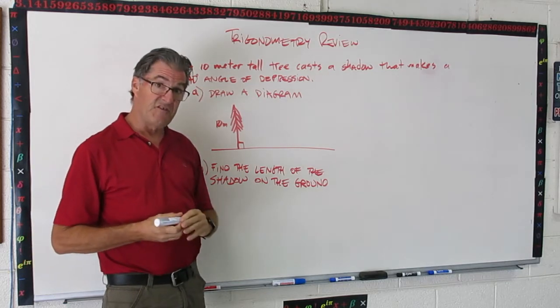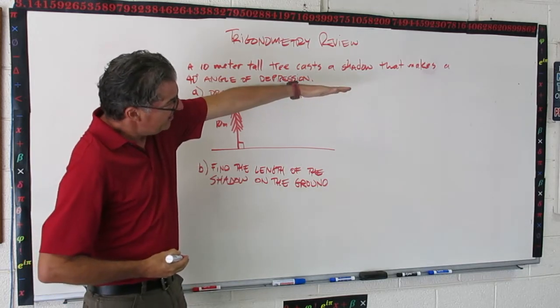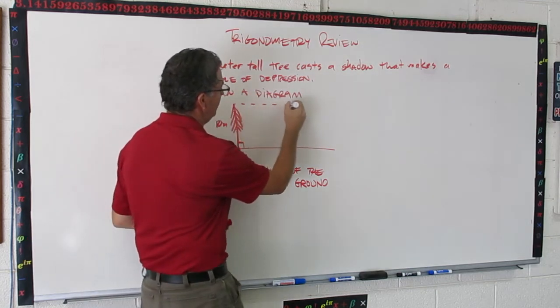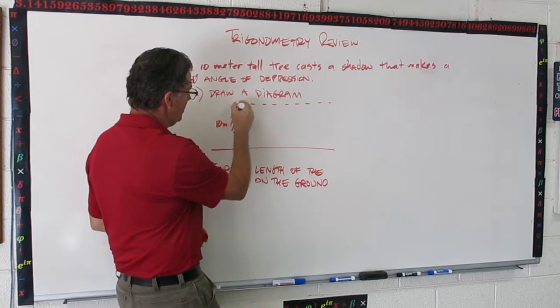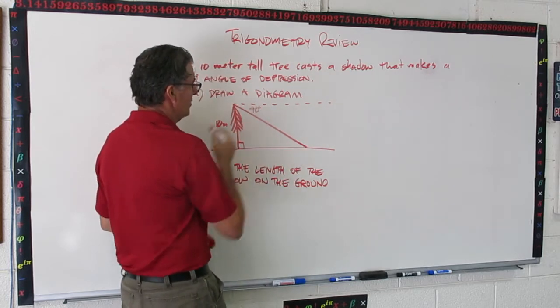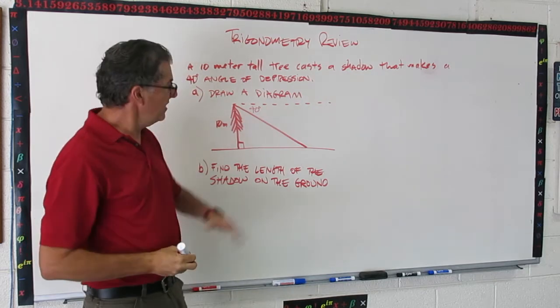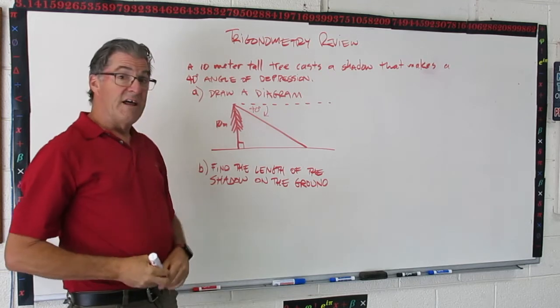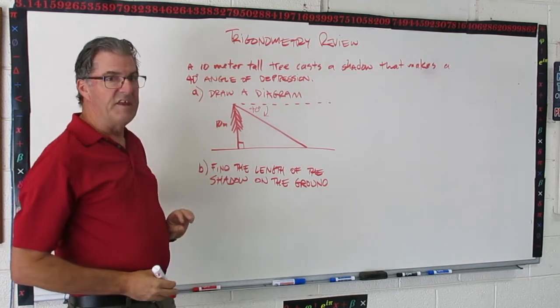So if you remember our definition, the angle of depression is the angle down from the horizontal. So here's the horizontal from the top of the tree, and the shadow is that, and the angle of depression is 40 degrees. Like that, okay, because it's 40 degrees down. So that's a diagram using all the information.